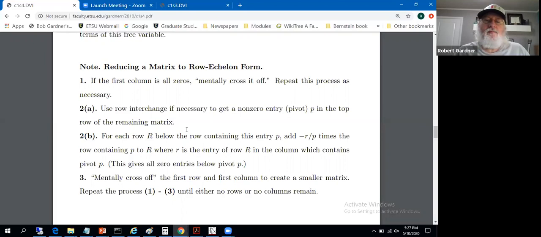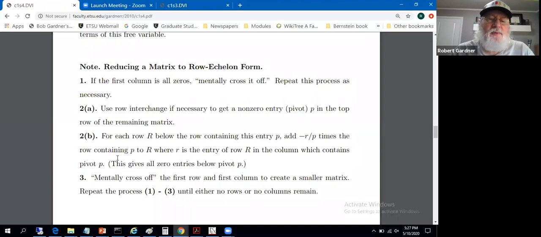Then use that non-zero entry to eliminate the stuff below it. For each row R, below the row containing this entry P, this pivot, add negative R over P times the row containing P to row R, where lowercase r is the entry of row R in the column which contains the pivot.